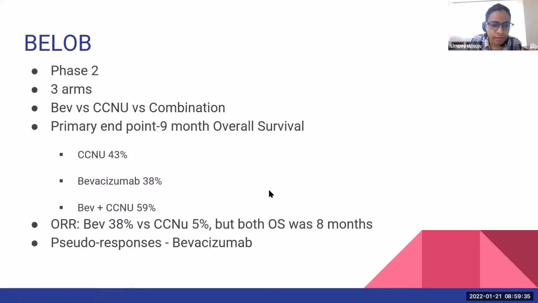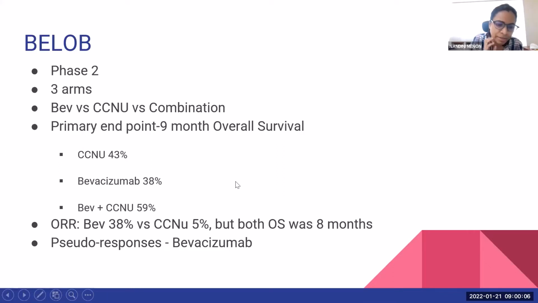Then people explored the role of combining bevacizumab with alkylating agents, that is CCNU. So this was one of the phase 2 early studies that was done, which evaluated bevacizumab, CCNU, and the combination of both. They had an endpoint of 9-month overall survival, so they saw how many patients had lived up to the 9-month endpoint. And what they realized is the combination definitely improved outcomes. The dose they used was 10 mg per kg of bevacizumab and CCNU of 110 mg per kg.